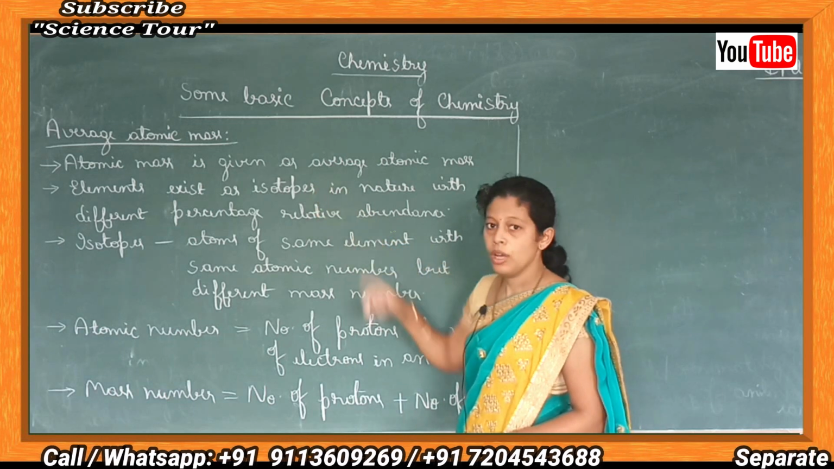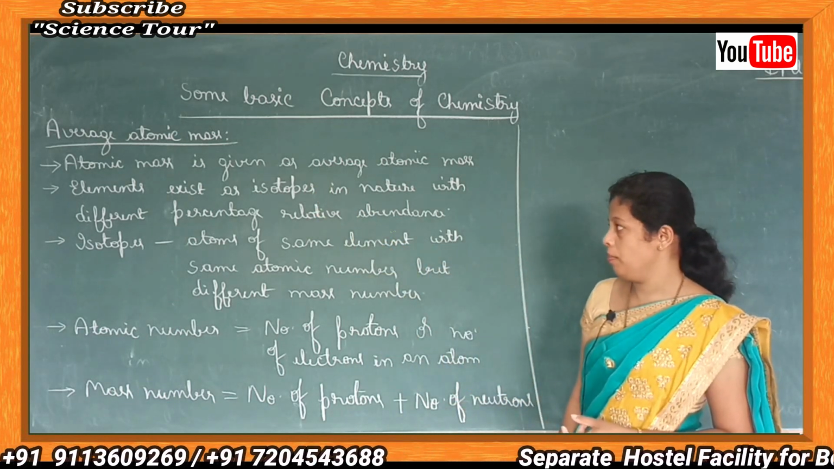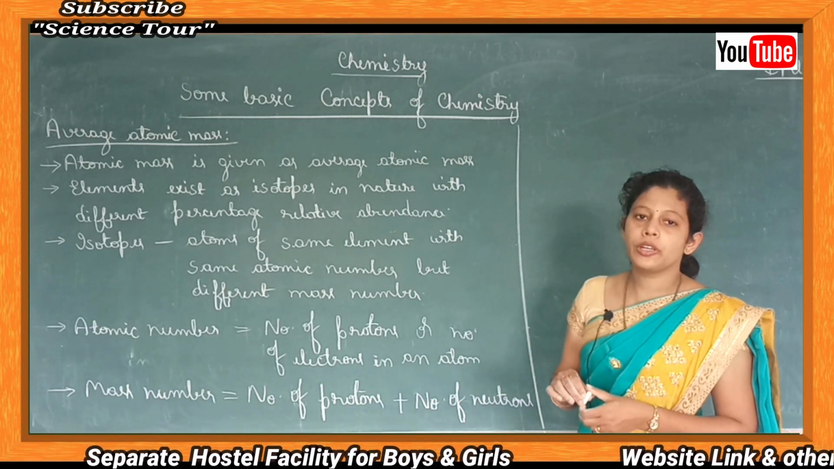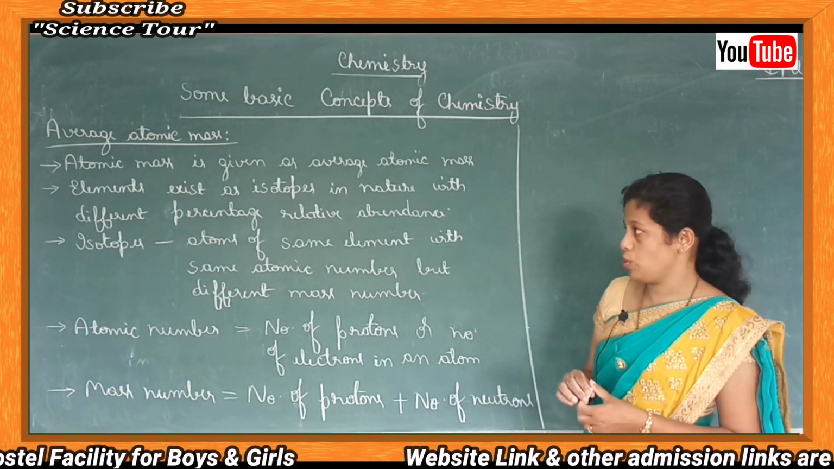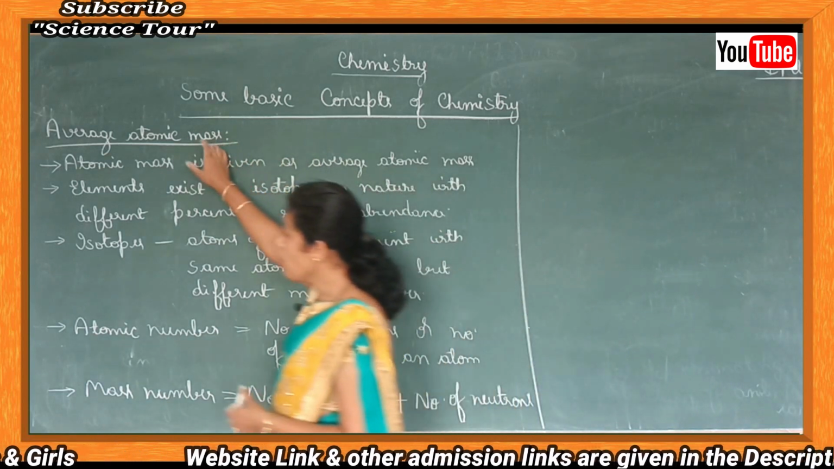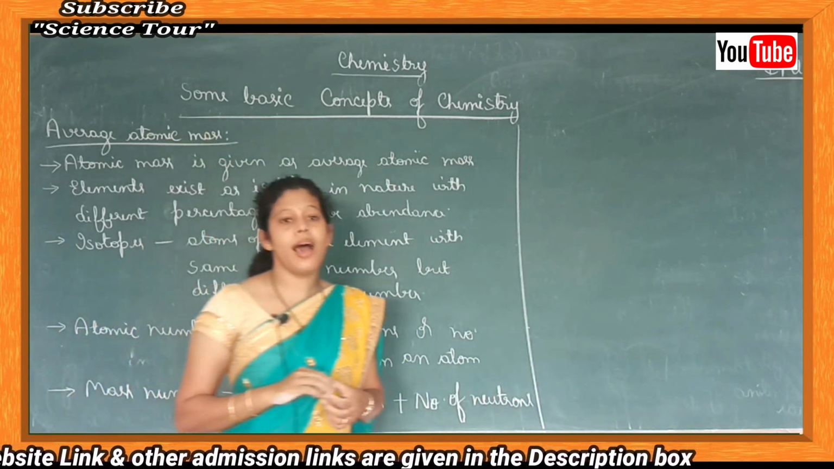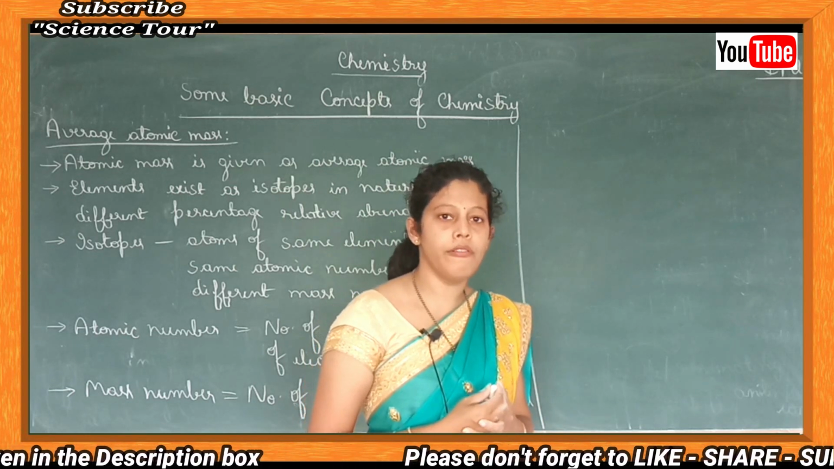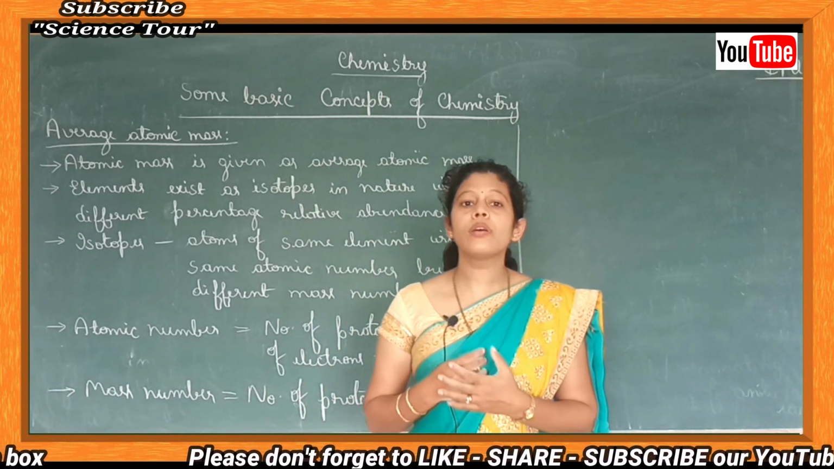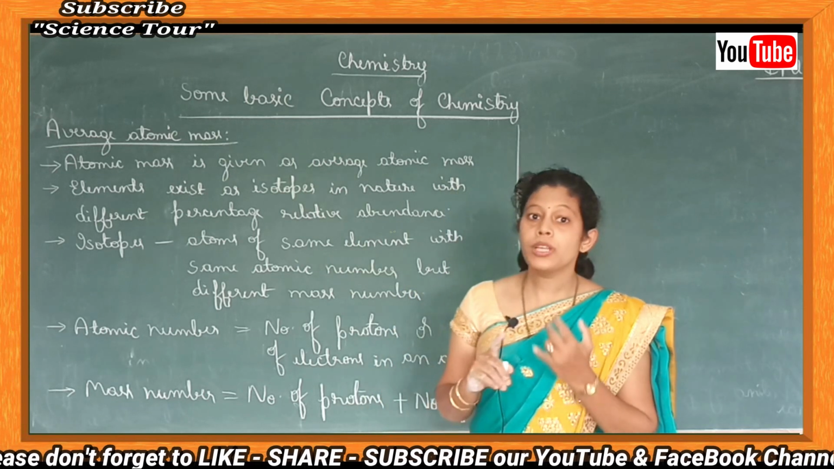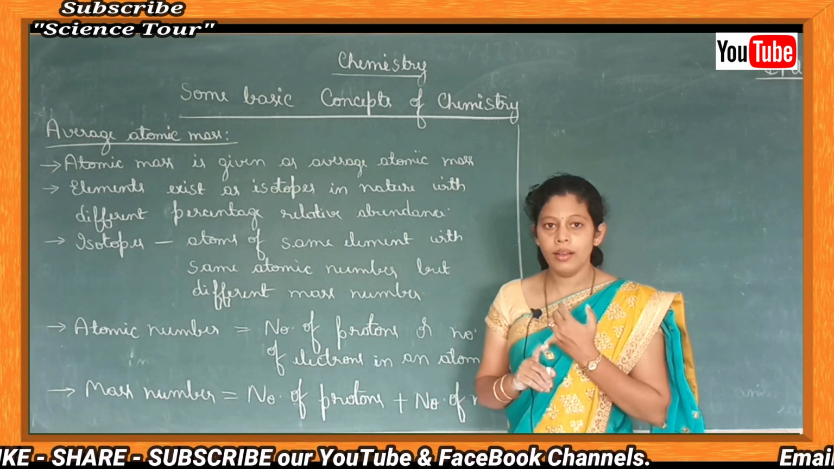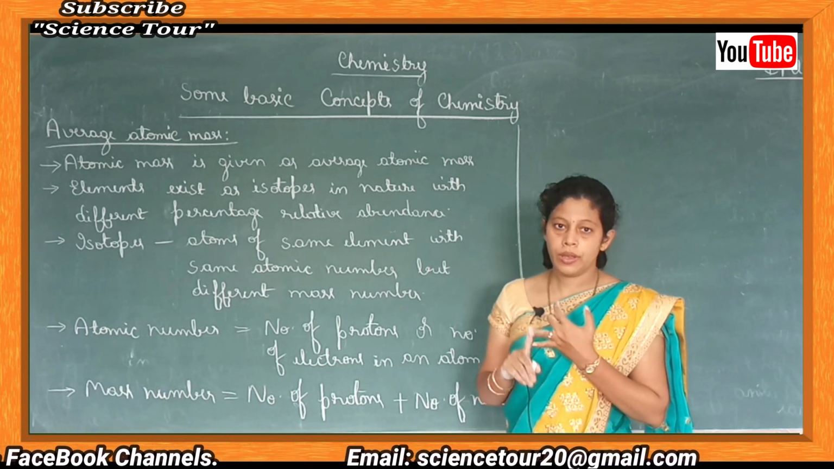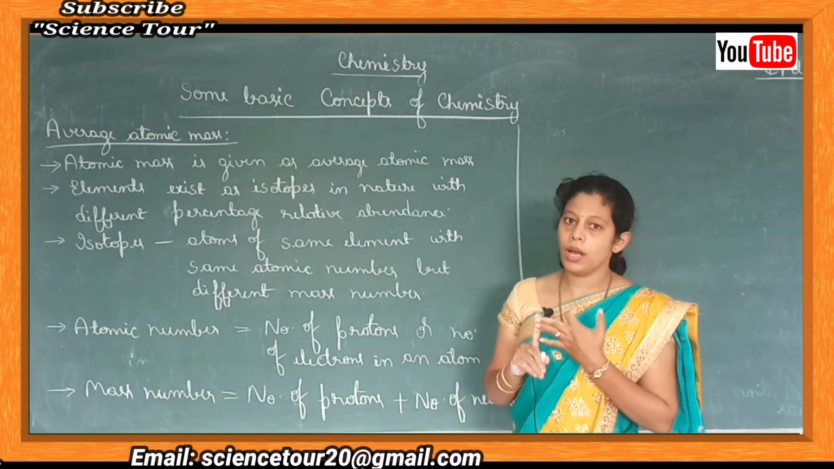Elements exist in more than one isotopic form. At that time, we should calculate the average atomic mass of all isotopes. Hence, the atomic mass of an element is an average atomic mass. How to calculate the average atomic mass? To calculate it, you must know the element, its percentage abundance and its atomic mass.